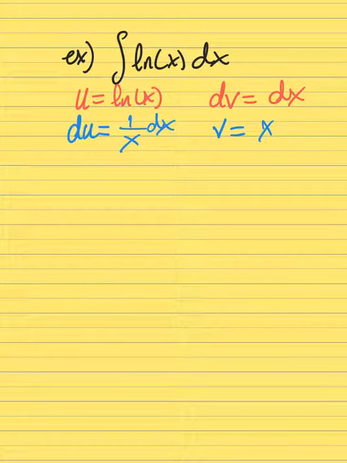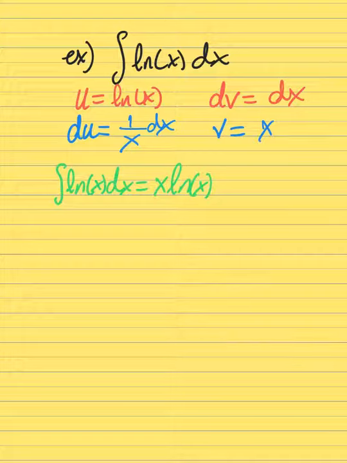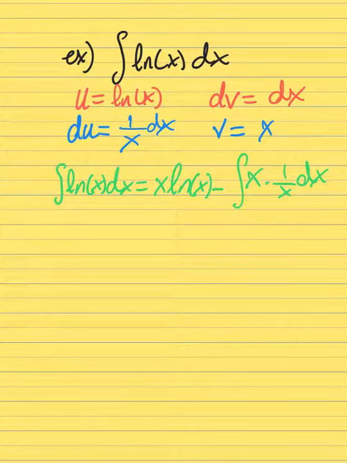Well, let's put it all together. So my original problem equals u times v, so that's going to be x natural log of x. Remember, that's part of your answer, minus the integral of v du. Well, v is x, du is 1 over x dx.